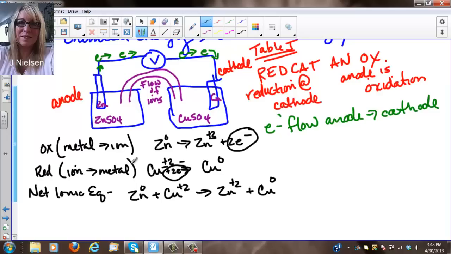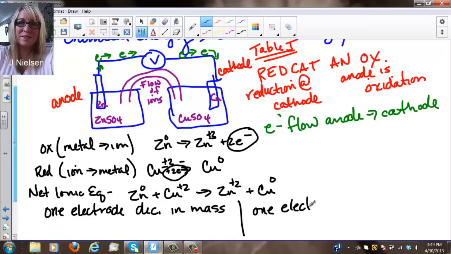Some other things that we know as this reaction proceeds: one of the electrodes decreases in mass, and the other electrode increases in mass. And what you can do is use the half reactions in order to determine which one's doing what.